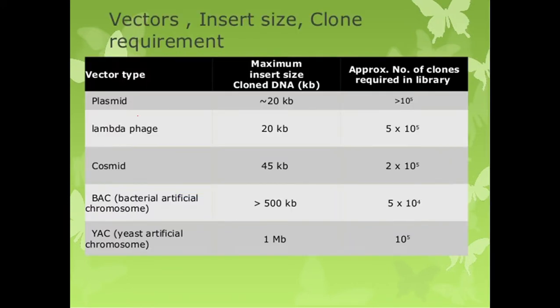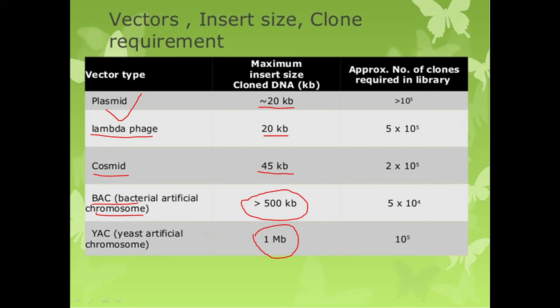Now this slide shows the capacity of the different types of vectors, that is, how much DNA fragment they can carry. If you see, the plasmid carries only 20 kb, kilo base pairs, of cloned DNA. That means in this plasmid, 20 kilo base pair DNA fragments can be inserted into the vector. Lambda phage also carries 20 kilo base pair DNA, cosmid 45 kilo base pair, bacterial artificial chromosome can carry greater than 500 kilo base pair, and yeast artificial chromosome has the ability to carry 1 mega base pair of gene segment.